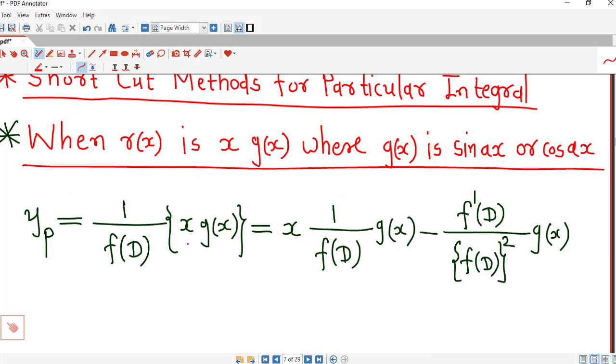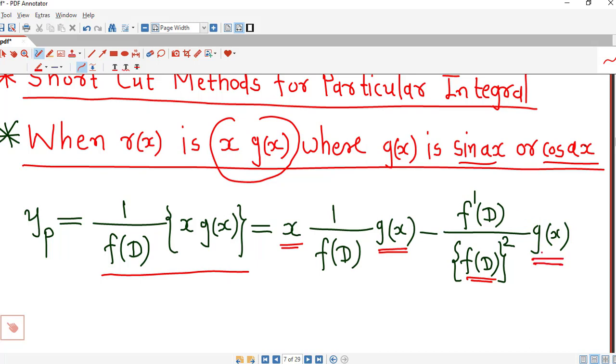So first we understand the formula. Suppose right hand side of differential equation is x into g(x), where g(x) is either sine or cosine function, then particular integral is given by 1 over f of D times x g(x) equal to x outside 1 over f of D is applied to function g(x) minus derivative of f of D in the numerator, that is f dash D, over square of f of D in the denominator, and this whole quantity is applied to g(x).